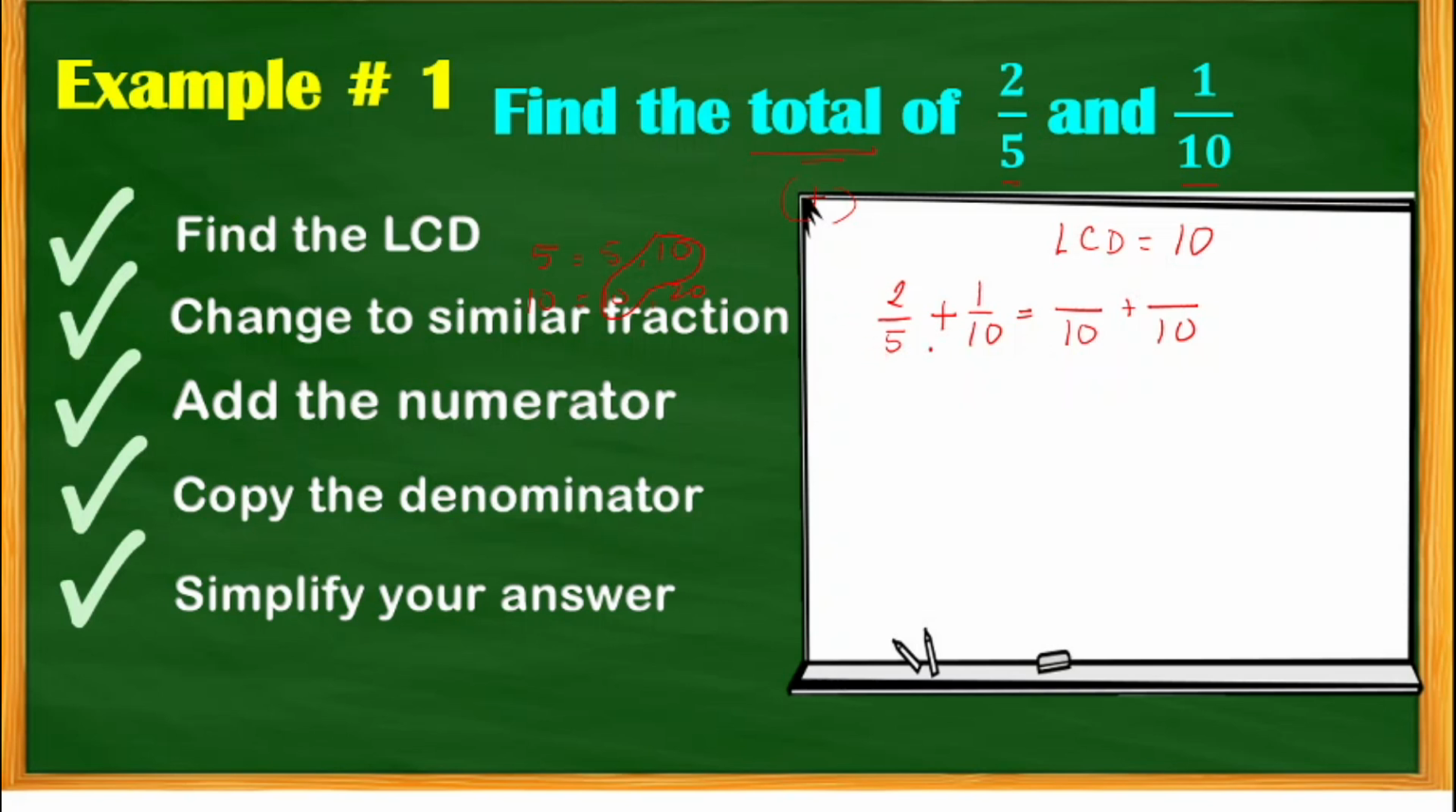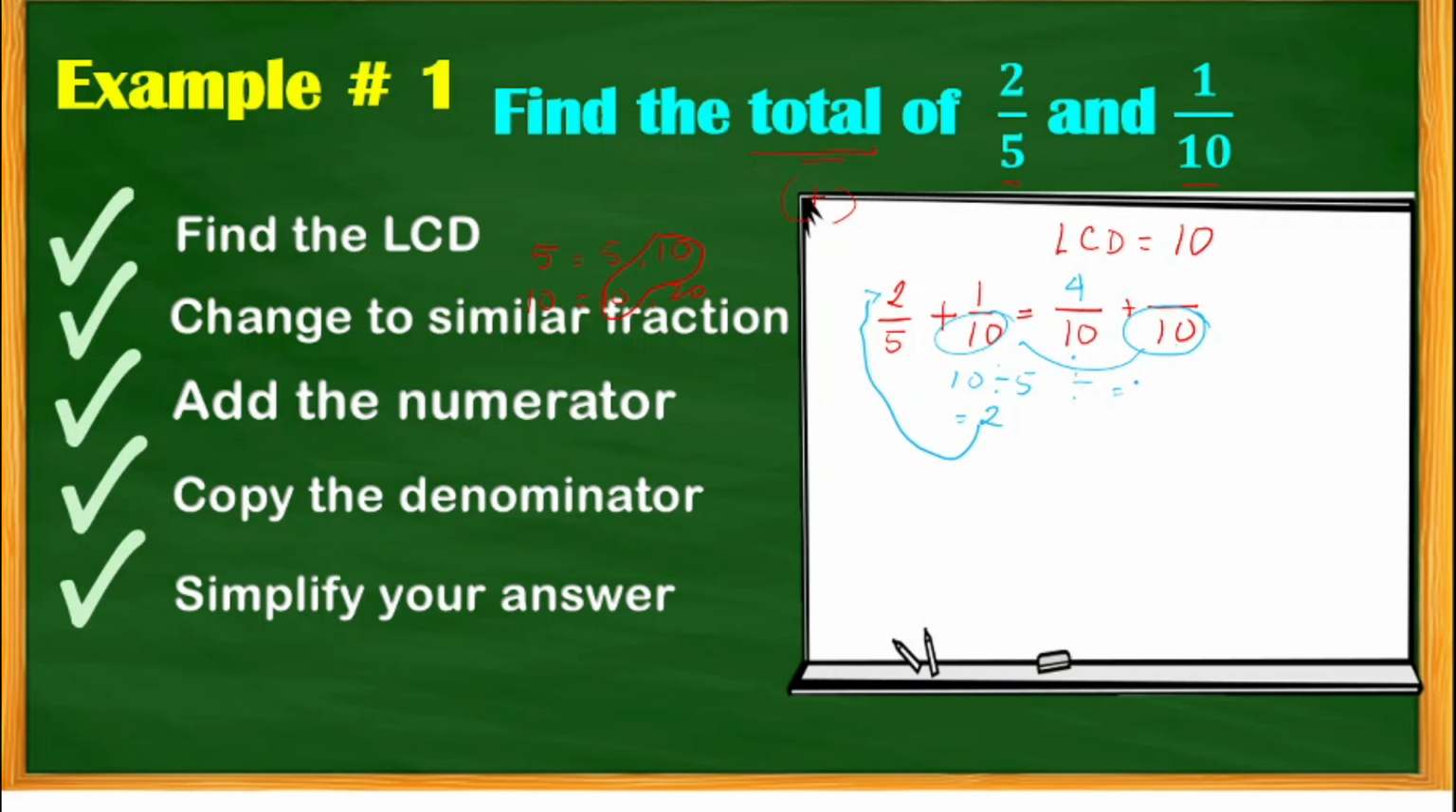10 divided by 5, the answer would be 2. And then we're going to multiply 2 to the numerator of 5. The numerator of 5 is 2, so 2 times 2 is 4. Another one: we're going to divide 10 by 10.